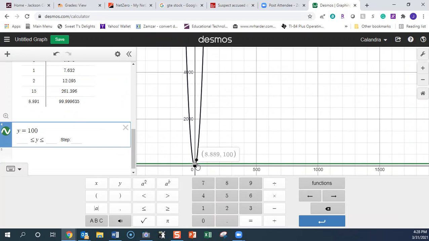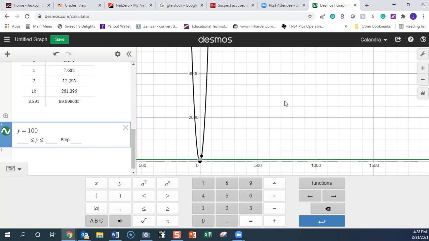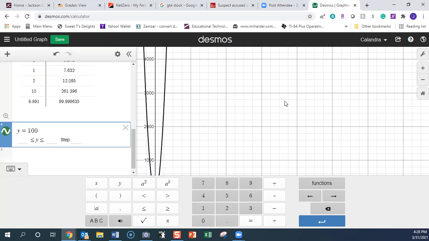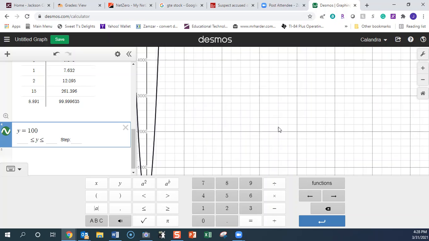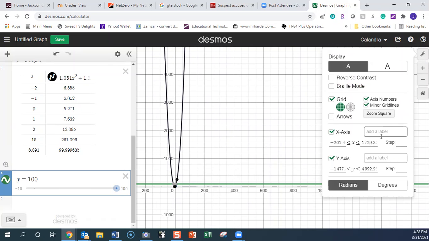And we can see where the line hits it. It hits it in two spots, at -10, which we know we can't use. Let me see something here, because there's too much going on with this graph. Let me go to the wrench and change this a little bit.